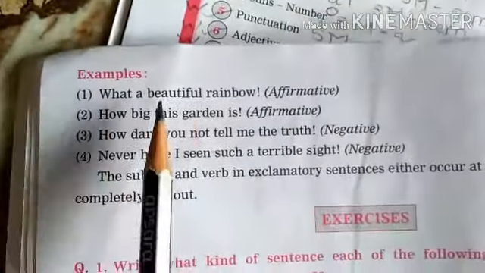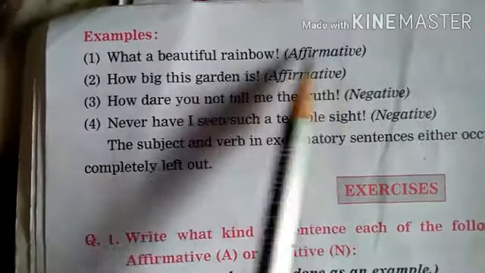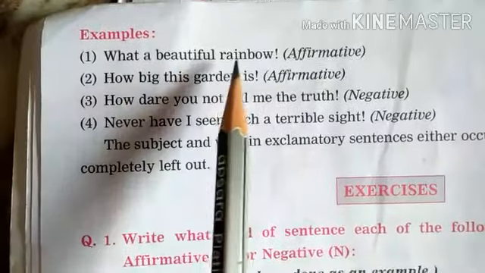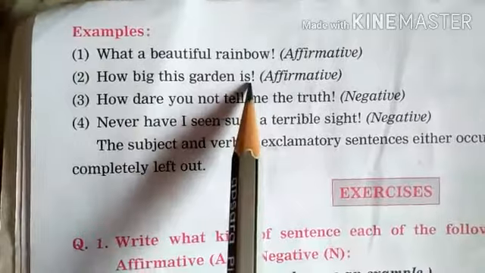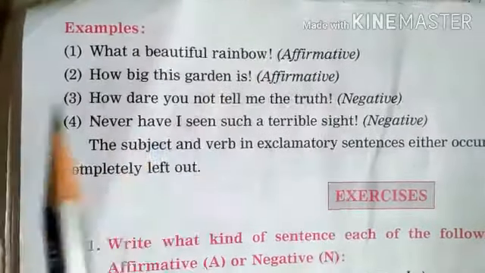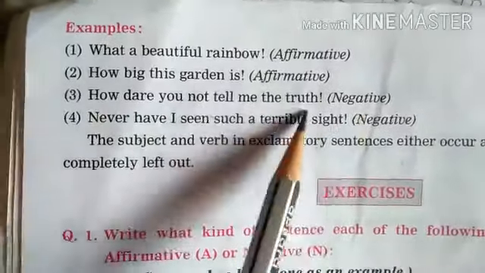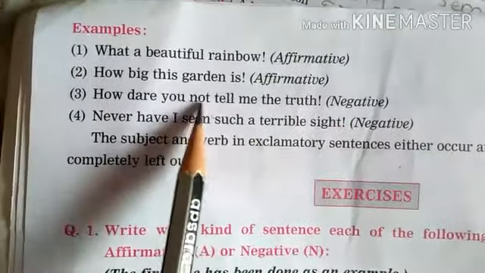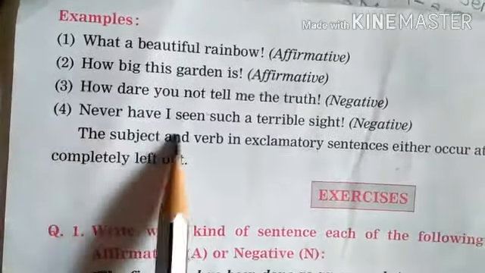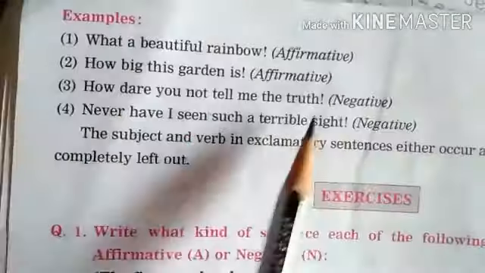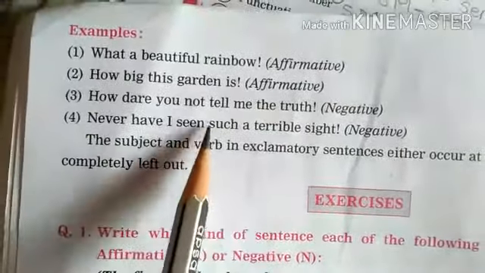Number 1. What a beautiful rainbow. Can you see? This is affirmative. Okay, students. Now it is a happy feeling. Beautiful rainbow. How big this garden is. Again, this one is affirmative. How dare you not tell me the truth. Now this one is negative because not is used here. Next. Never have I seen such a terrible sight. Now can you see here never is used. So this one is negative.